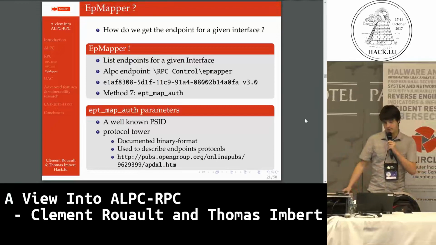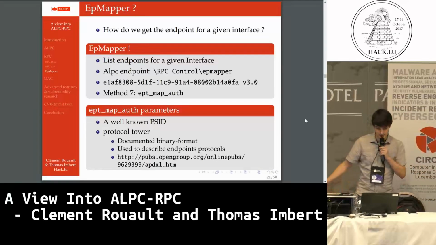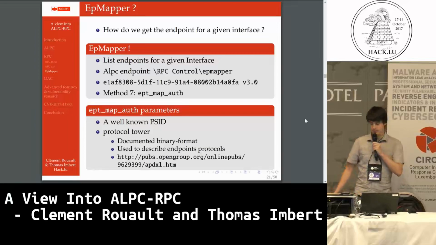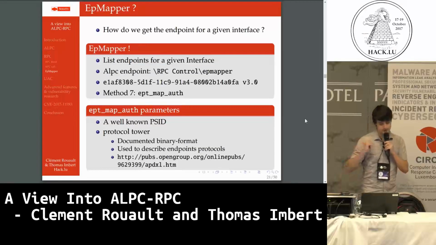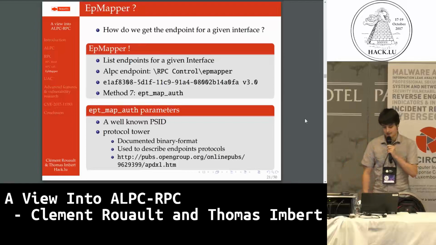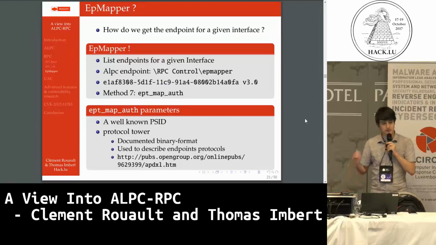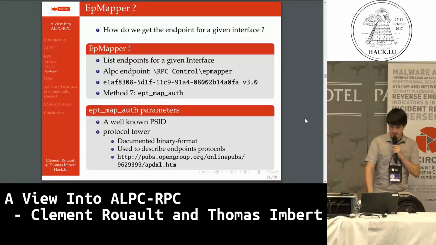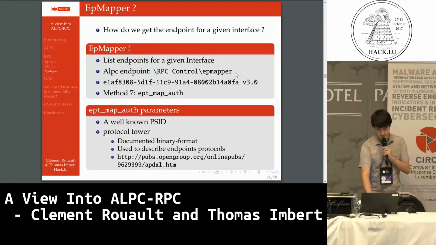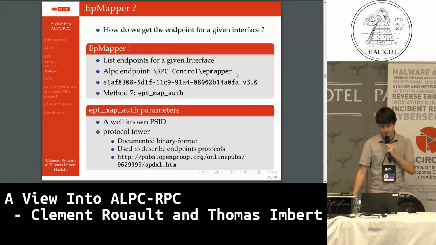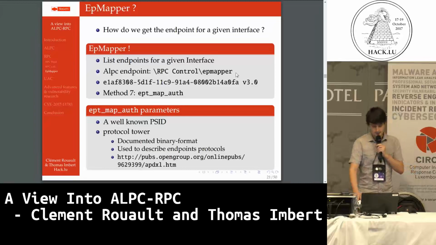But we don't know where the endpoint of an interface is located. So how do we get the endpoint for a given interface? For that, the endpoint mapper RPC service exists. It allows you to query for endpoint names and to register endpoint names. It's available at a fixed ALPC port name, pmapper, which is located in the RPC Control object directory. The method that interests us is method number 7, called ept_map_out, which allows you to query for an interface endpoint.